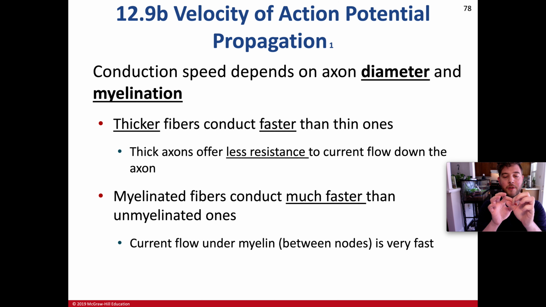The more space you have to flow through an opening, a lumen, the less resistance there's going to be. Think like if a vessel vasoconstricts, it's harder to push any kind of fluid or solutes through it, and so you have a lower flow. Versus, like a water hose: if you crank the hose shut, you don't get as much water coming out, but if you let it go, it goes shooting out a lot faster. So thick axons offer less resistance, and myelinated fibers conduct much faster than unmyelinated ones. Current flow under myelin between the nodes is very fast.